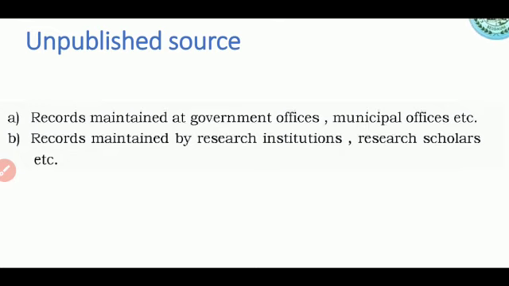Then second is records maintained by research institutes, research scholars, etc. Research institutes, research people are always researching on something or the other. They will always be collecting data. So they have to make research on a particular topic. When you are going to make research on a particular topic, you always want data of your concerned topic, your concerned objective. So this is one source where you will have your unpublished source.